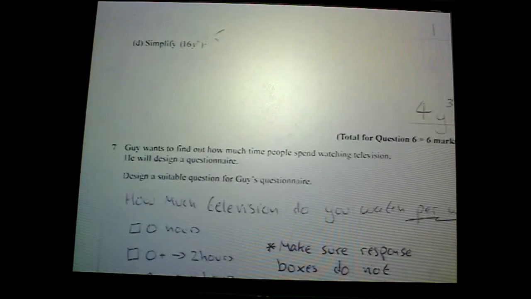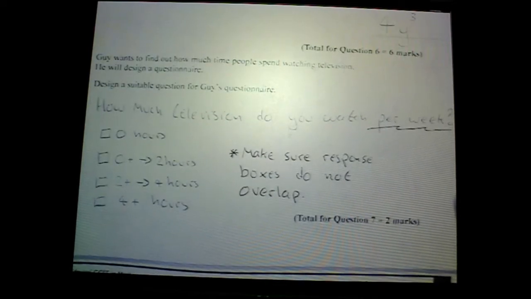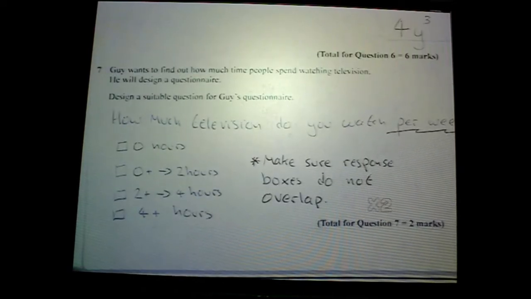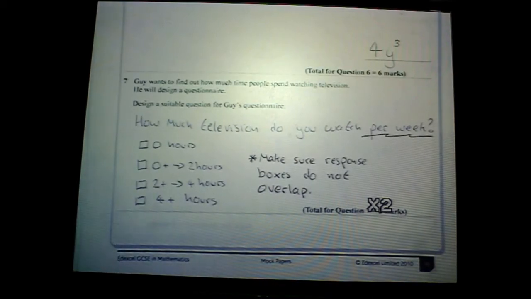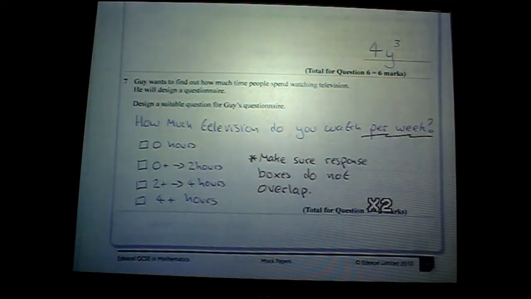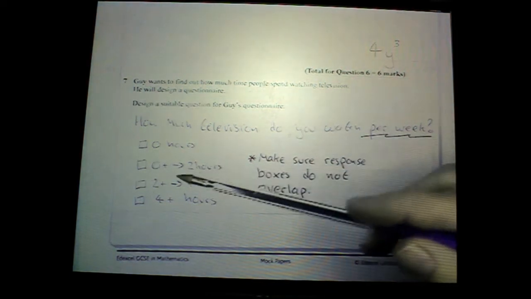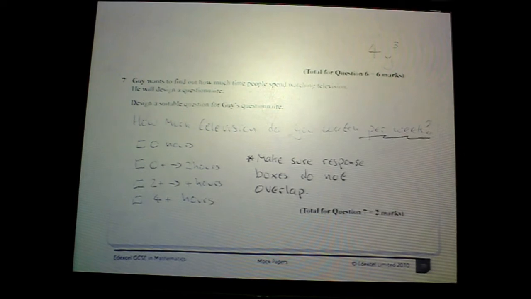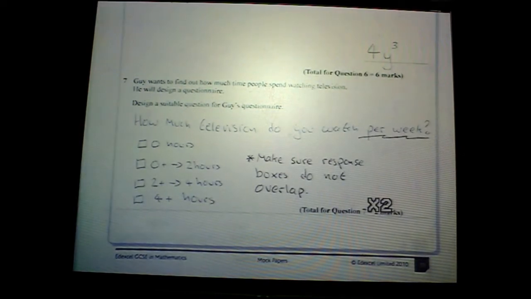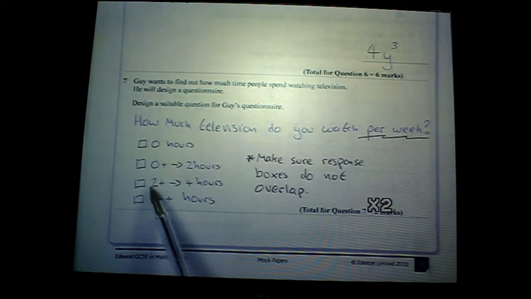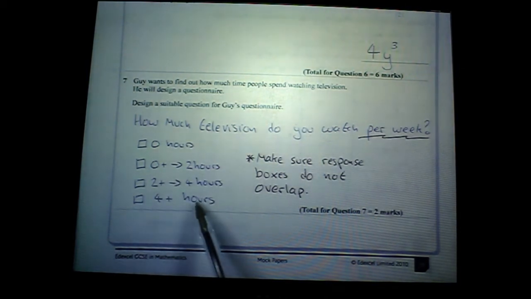Next one, Guy wants to find out how much time people spend watching television. There's various answers you can put for this, but this is my one. How much television do you watch per week? The reason I have underlined per week is because you need a time scale, and you need at least 4 response boxes. Here's mine. 0 hours, 0 plus to 2, 2 plus to 4, and 4 or more hours.